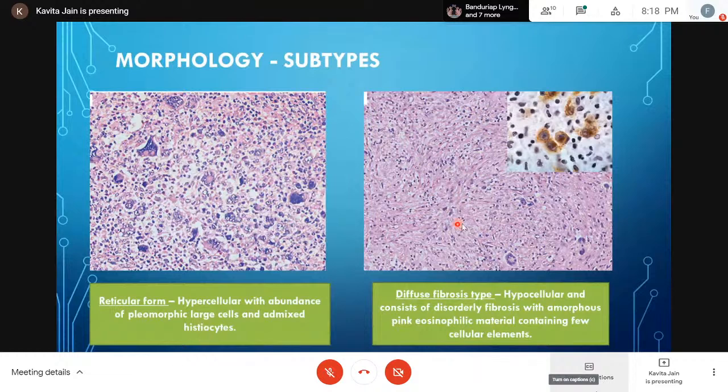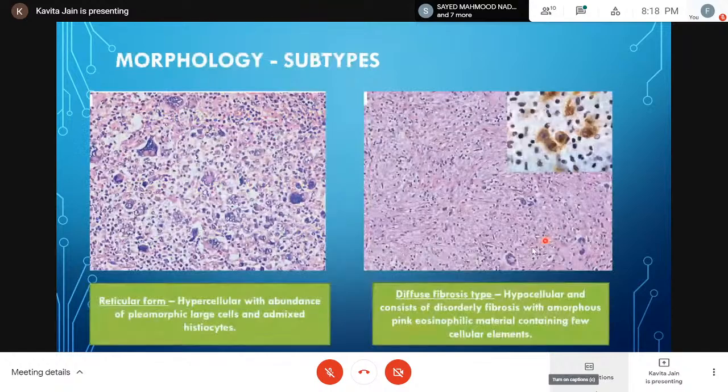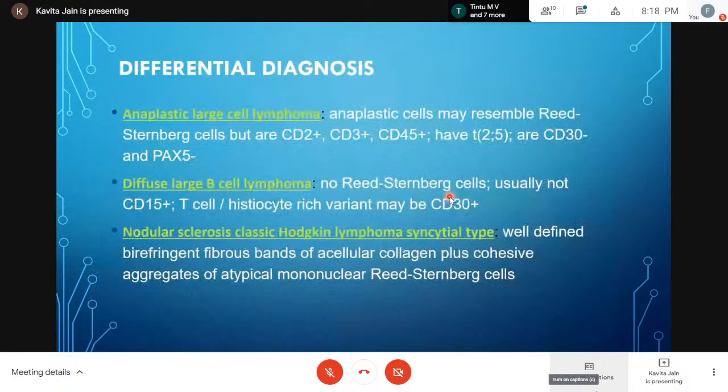And this is the diffuse fibrosis type, where the background is hypocellular, more of sarcomatoid appearance. We have disorderly fibrosis with amorphous pink staining, few cellular elements, and they are CD30 positive. So of course the differentials are anaplastic large cell lymphoma, diffuse large cell lymphoma, nodular sclerosis classical Hodgkin's type because of this material. However, it is PAX5 positive, and of course sarcomas.